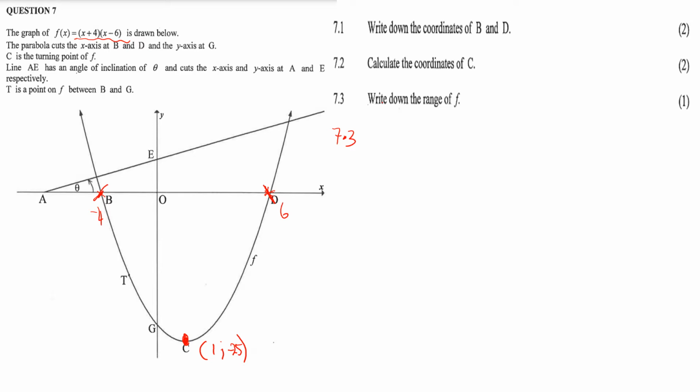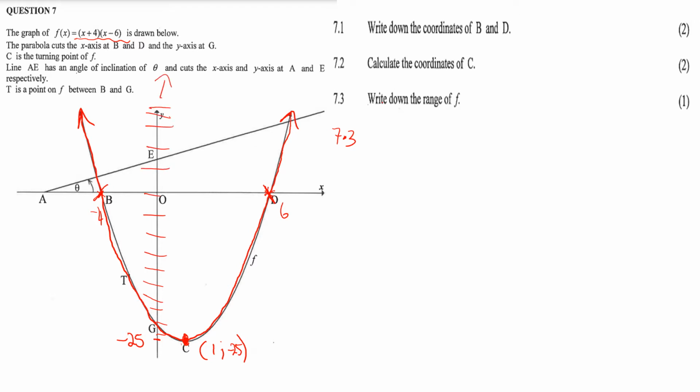It says write down the range of f. What is the meaning of range? Range means the interval of y, or the values of y that the graph will cover. You can see that the graph turns here. This is the graph of f, the one in red, our quadratic, also known as our parabola. It's turning when y is -25 and going up.